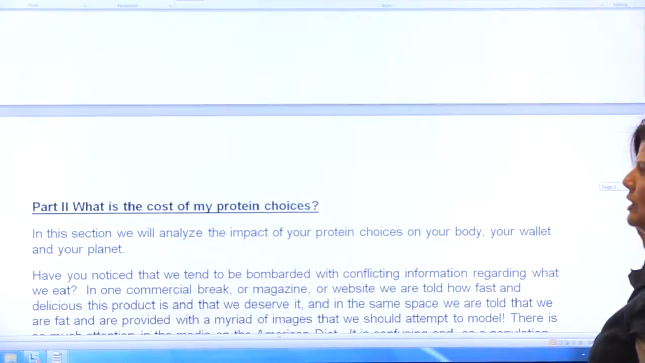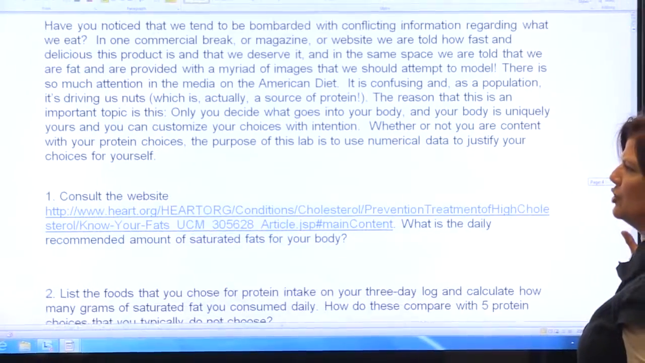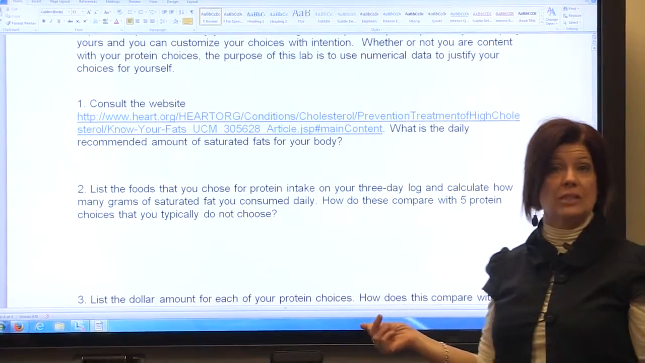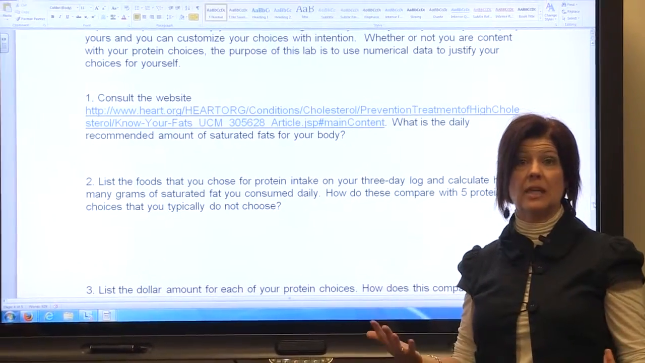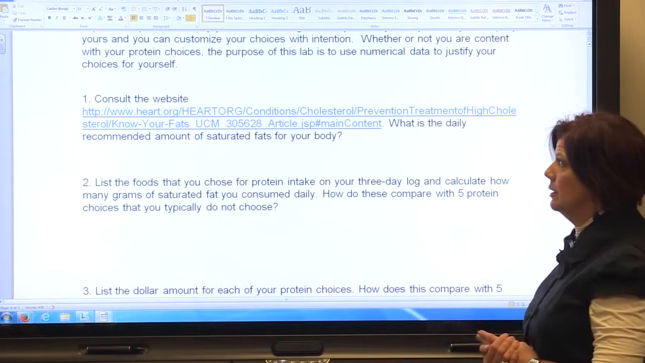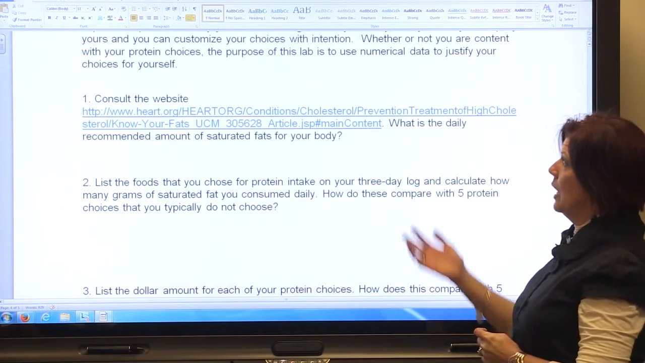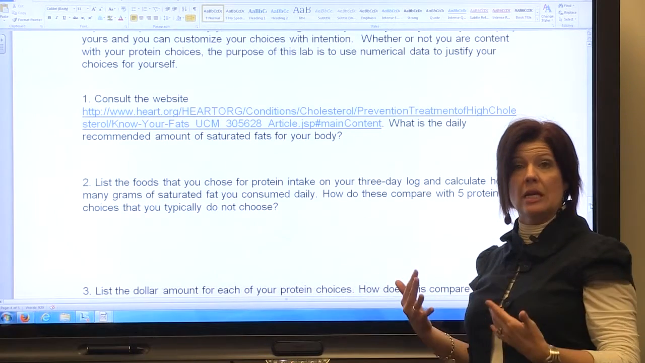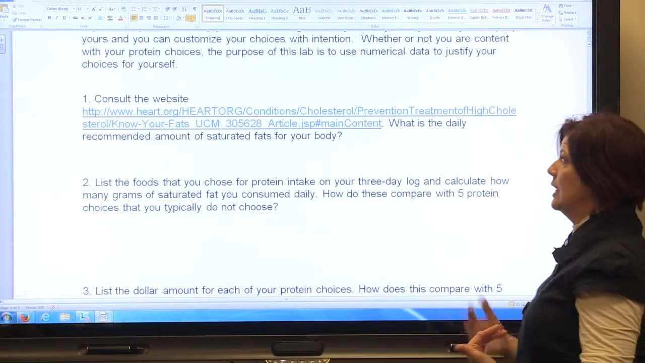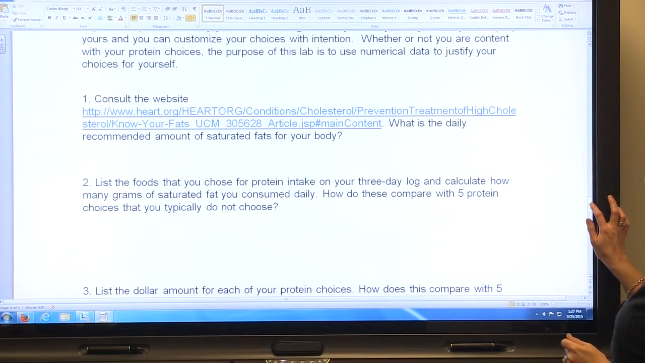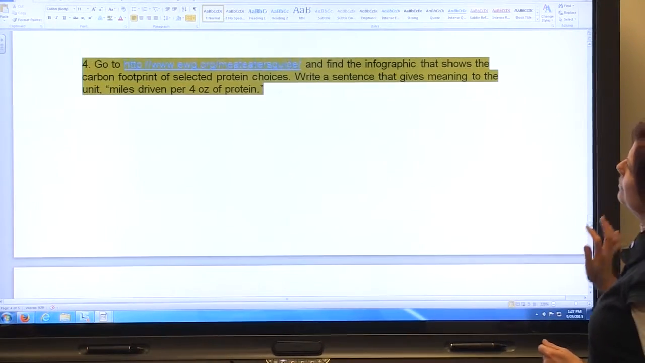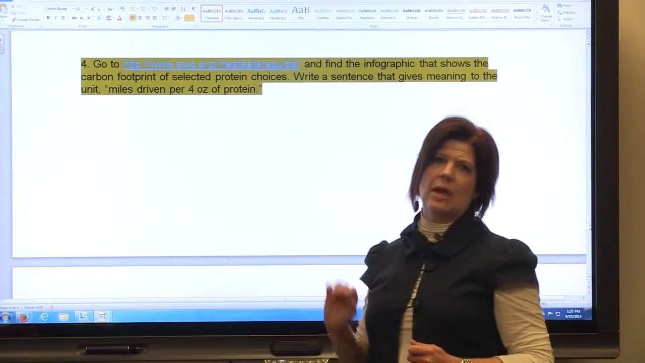We then have some questions about how many saturated fats are in your protein choices. And this, again, is just to have an awareness of your nutrition choices. In exchange for what you're eating, how much did you have to pay? And also, how many saturated fats did you take in? And finally, what was the impact on the environment?